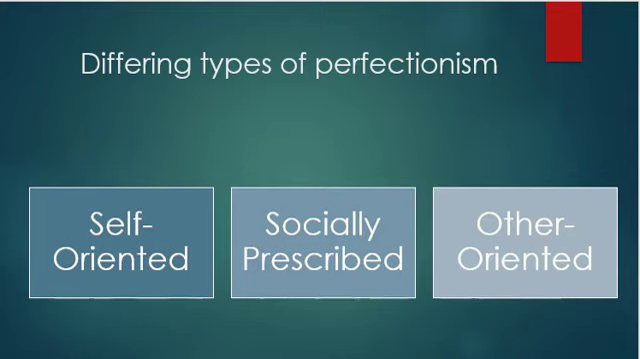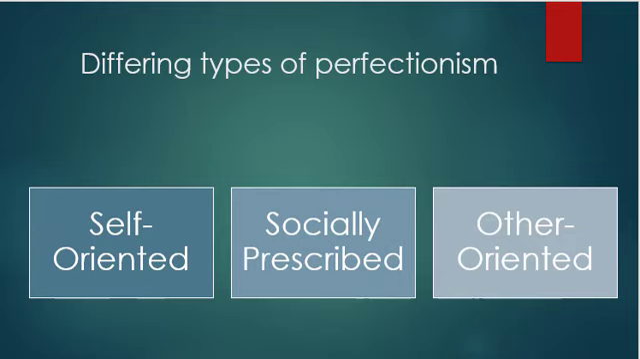Okay, so there are 3 distinct types of perfectionism. There is the self-oriented perfectionism, the socially prescribed perfectionism, and then the other-oriented perfectionism. Now, self-oriented perfectionism is simply how we hold our own selves to high standards independent of what others think or what other standards may be. And you hold yourself up to that standard, and it's an internal thing, right? It's an internal drive.